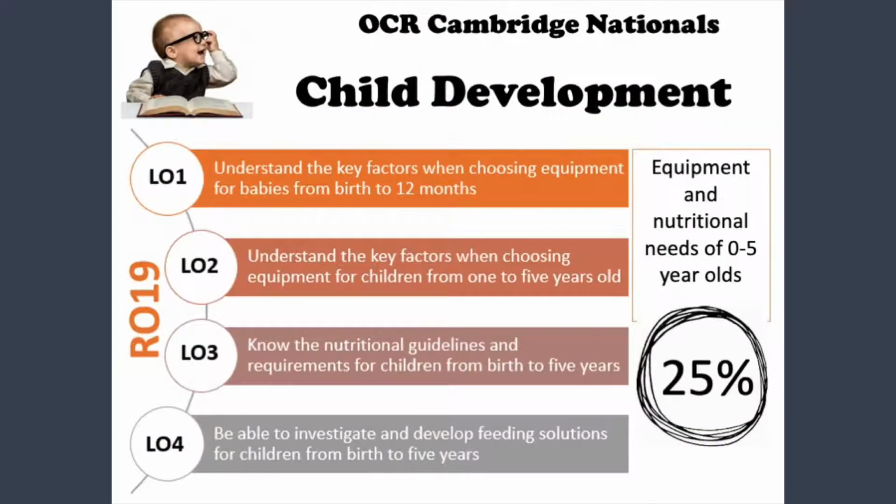RO19 focuses on the equipment and nutritional needs of a 0 to 5-year-old. So you're given a situation where there's a nursery that you need to choose equipment for 2 different rooms, one being a baby room, 0 to 12 months, and one being a 1 to 5-year-old's room. You're also going to look at nutritional needs for children from 0 to 5 years. And then you're going to investigate a feeding solution. So you will have one practical lesson that you will plan for, complete, and then evaluate.